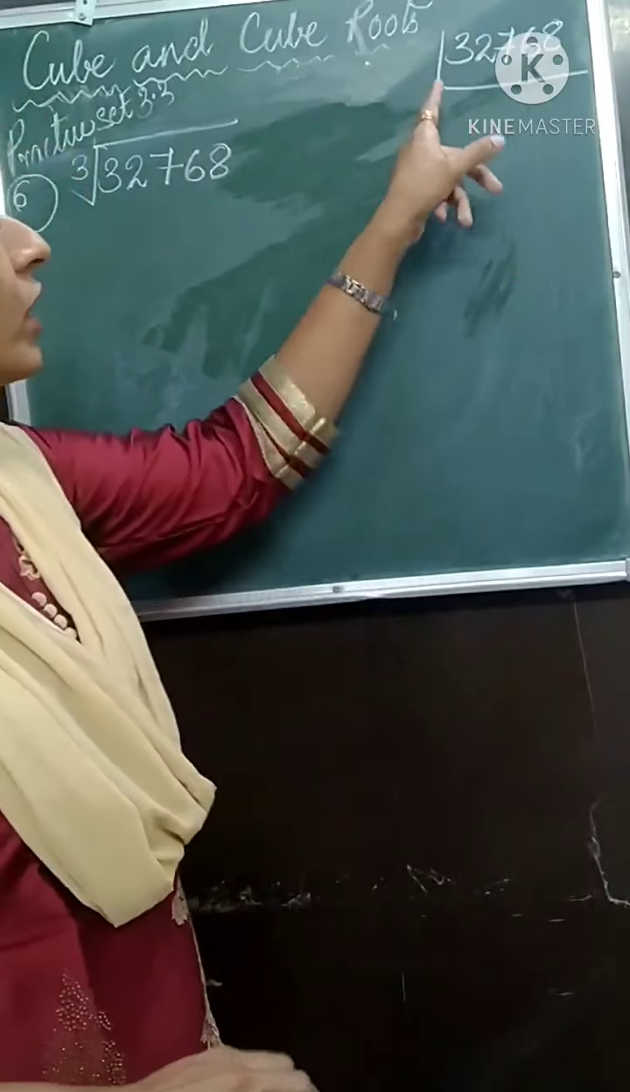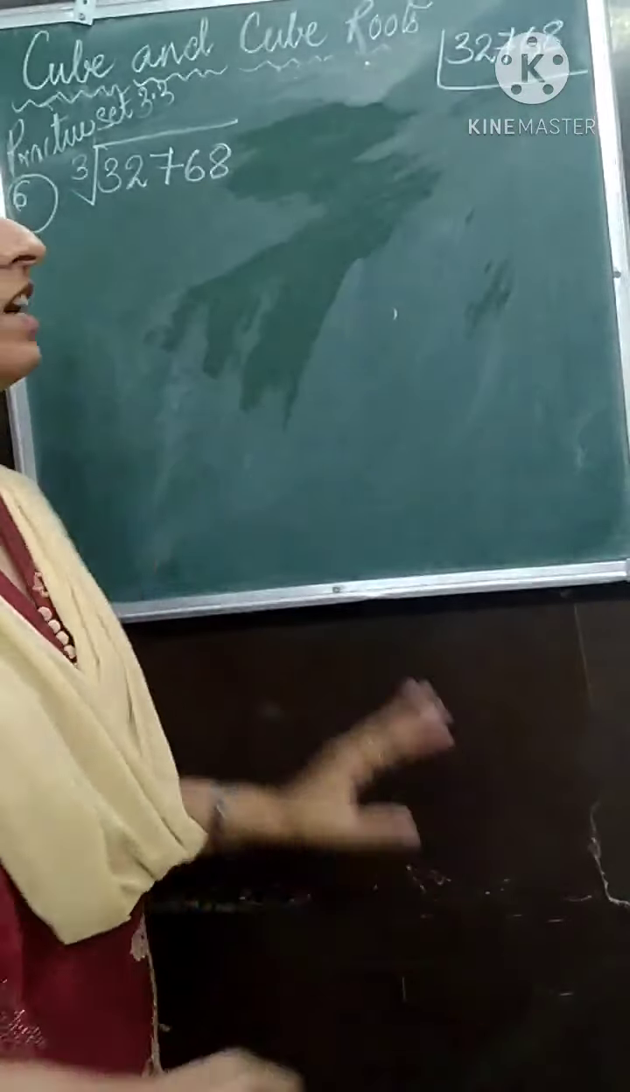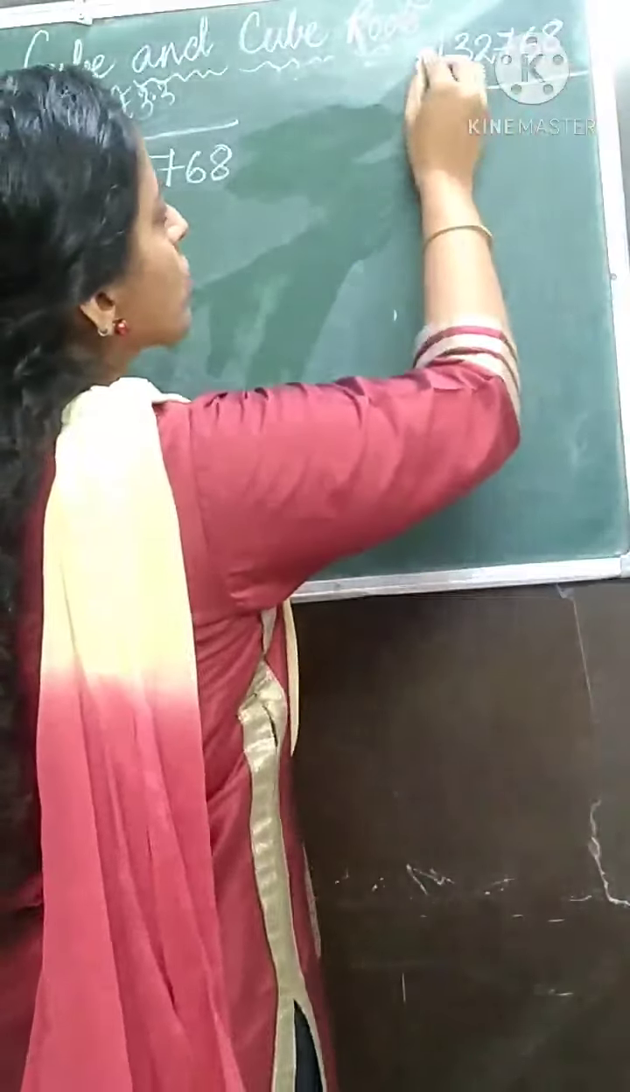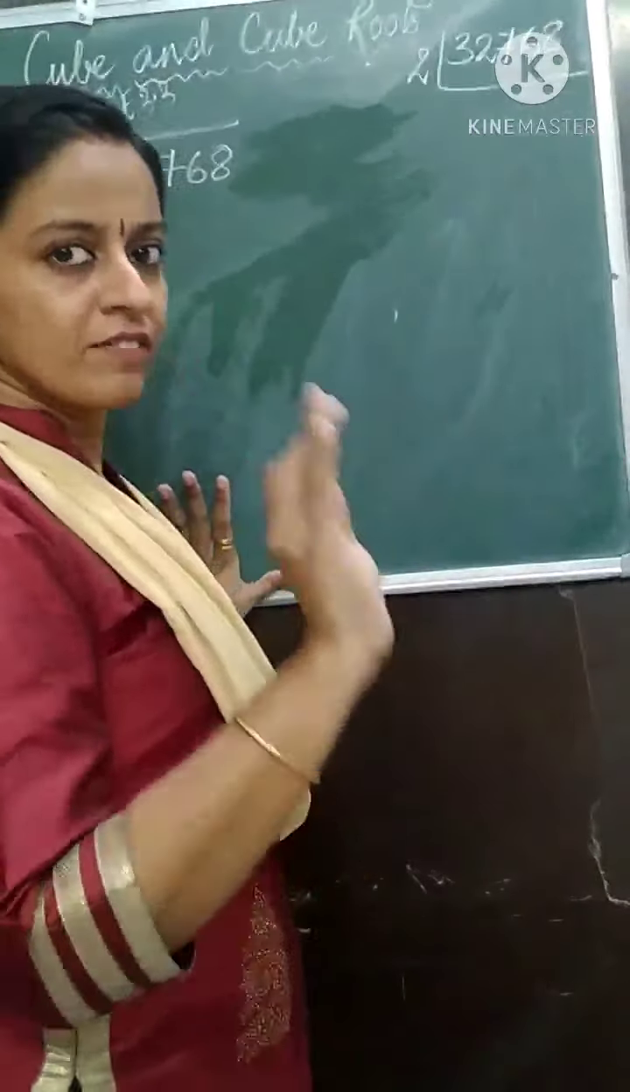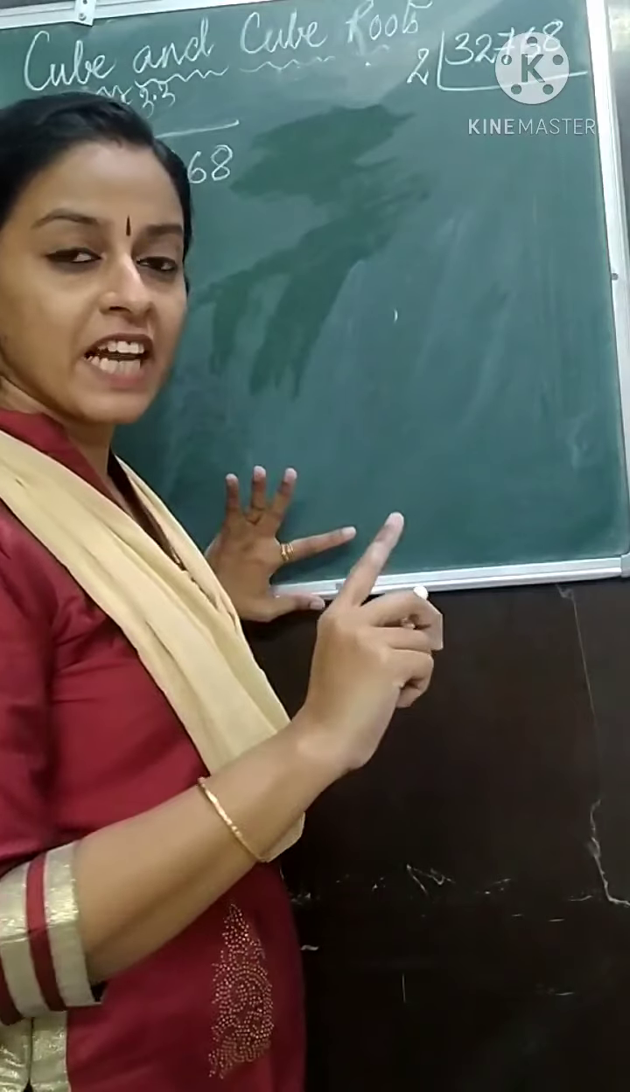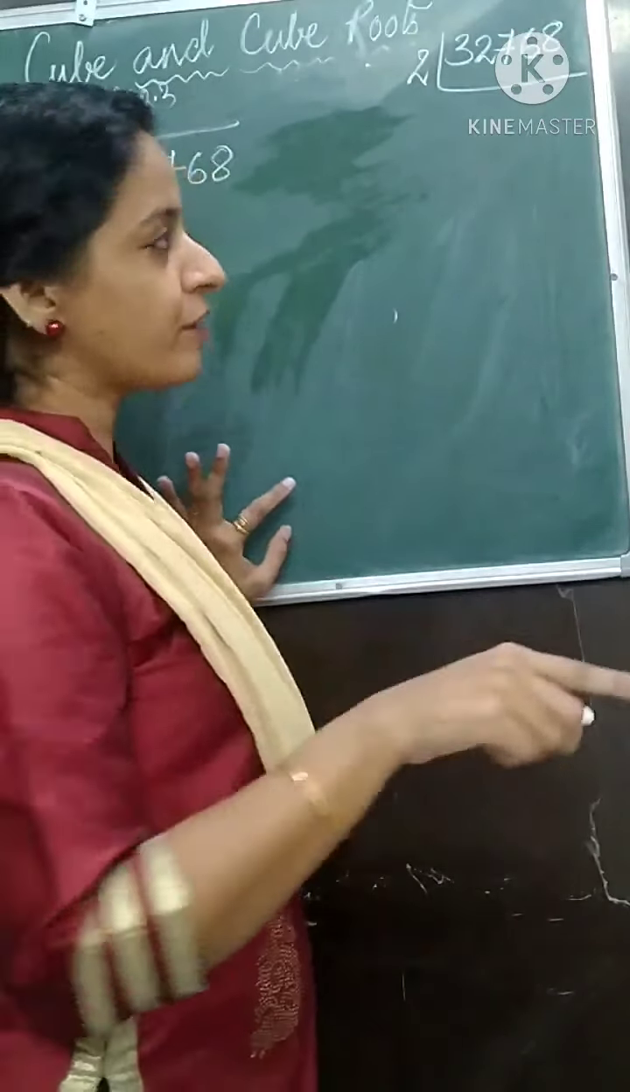Cube root of 32768. Factorize. This will go in 2's table. Slowly factorize and we will meet after we get the answer. Pause and you do the factorization.